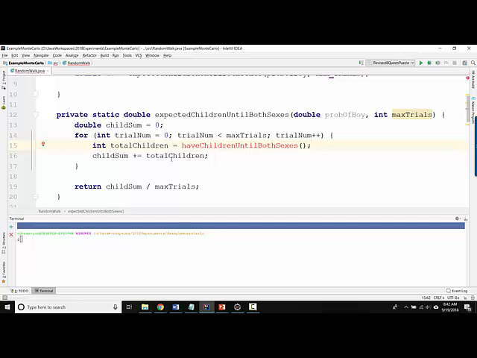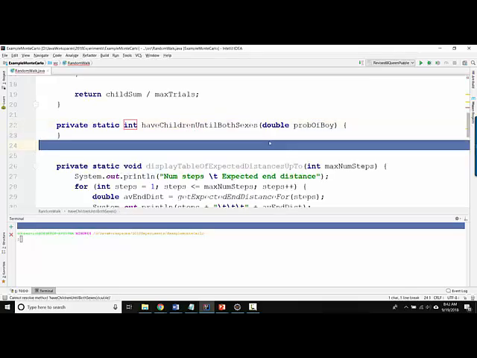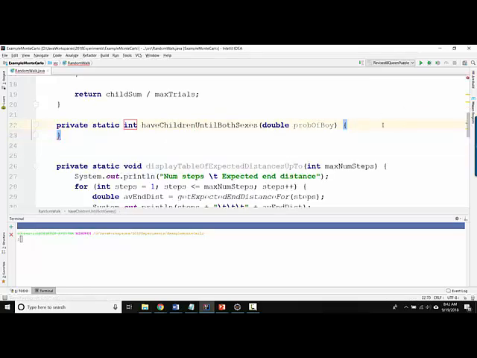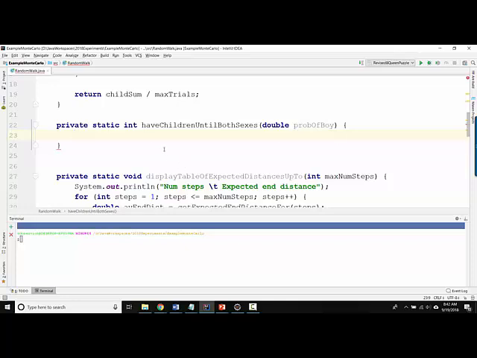And then you always have to think, like, what information does this process need in order to do its job? And this process is going to need the probability of having a boy. So I'm going to pass that information into the submethod. So probability of having a boy. Okay. All right, so now all I have to do is think, okay, how am I going to simulate that process of them having babies until they have one of both genders?